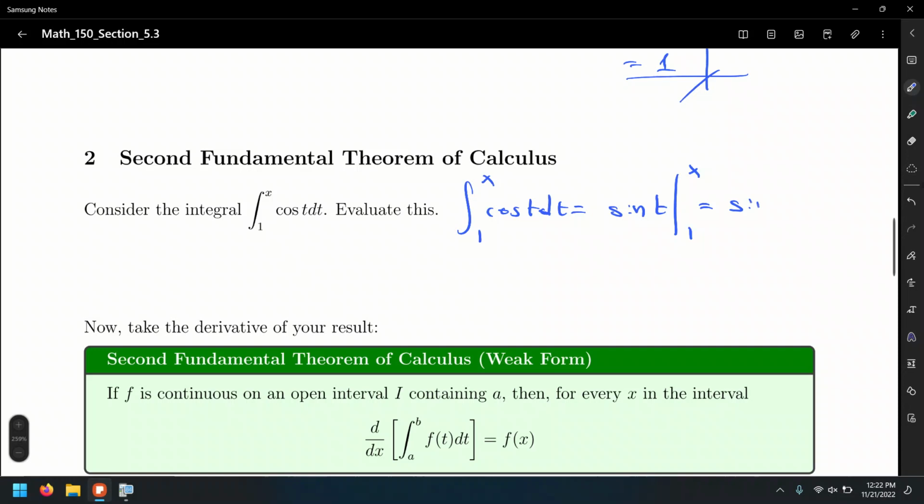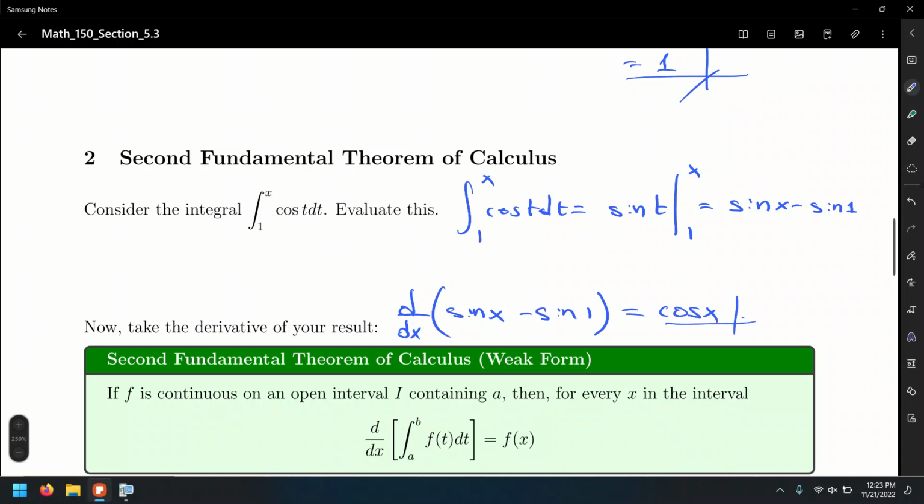In other words, sine x minus sine 1. Whatever that value of sine 1 is, it's most likely going to be a decimal, an irrational number for sure. But we don't care for now. Now let's take the derivative of the result that we just obtained. That is, take the derivative with respect to x of sine x minus sine 1. Well, the derivative of sine x is cosine x, and the derivative of sine of 1 is just differentiating a constant. Differentiating a constant is just going to give us a 0.